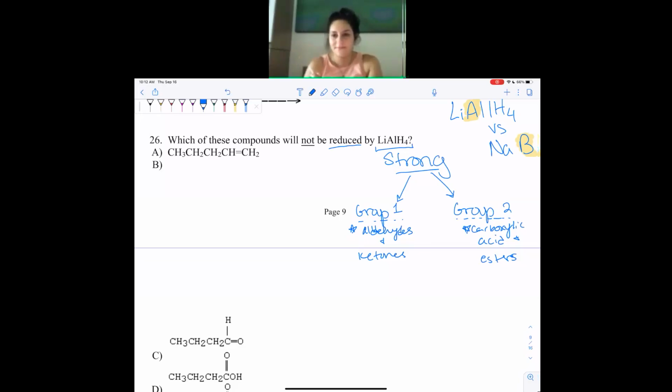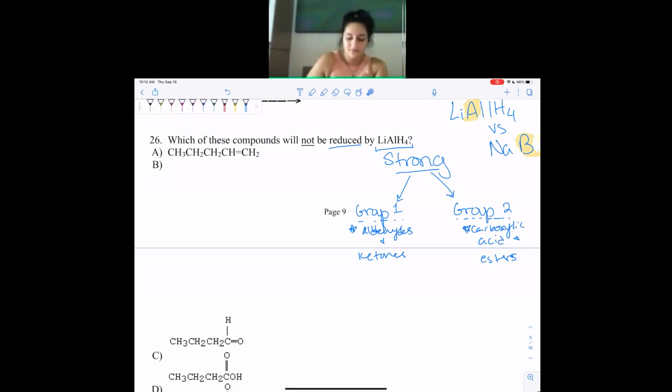Goodbye. All right, so yeah, group 2 is carboxylic acids and esters. So we can take away from this that LiAlH4 is going to reduce all of these functional groups. The question is saying which one of these will not be reduced. So we're looking for the answer that's not one of these guys.